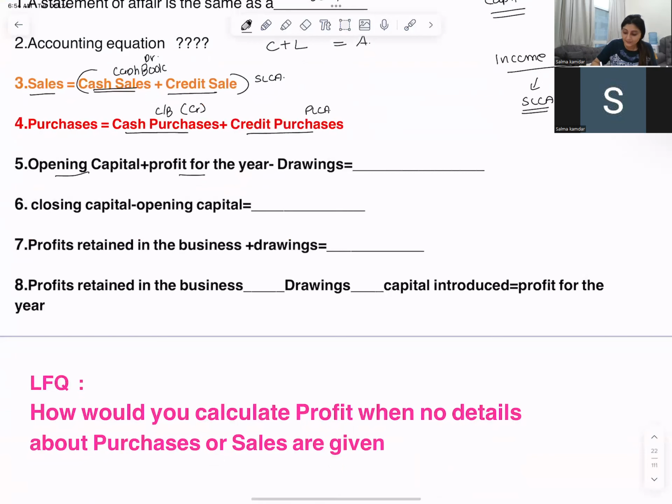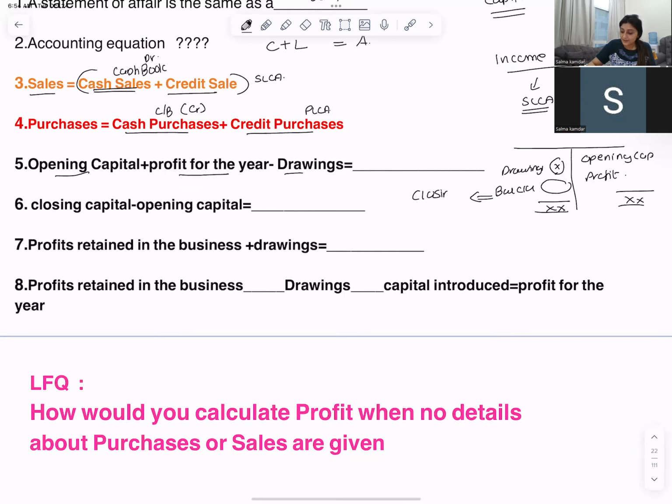Opening capital plus profit minus drawings makes the capital account. Opening capital comes on the credit side. Profit comes over here. You will do the total. From that, you will subtract the drawings. So opening capital plus profit minus the drawings will give you your balance closed down. And this balance closed down is nothing but your closing capital. So this is closing capital.